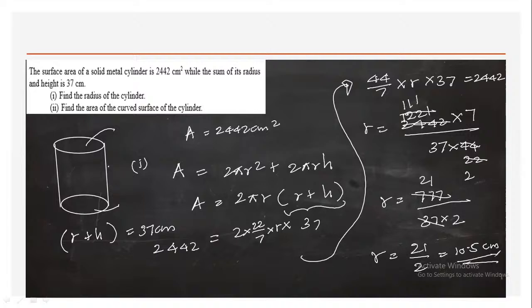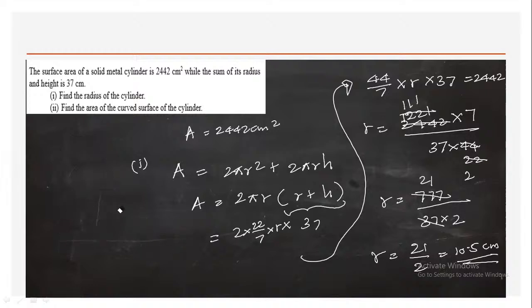Find the area of the curved surface of the cylinder. I no need the cylinder. Curved surface means this part. So I prefer this space for doing the remaining part of the sum. This is the first part, and second part: find the area of the curved surface of the cylinder.